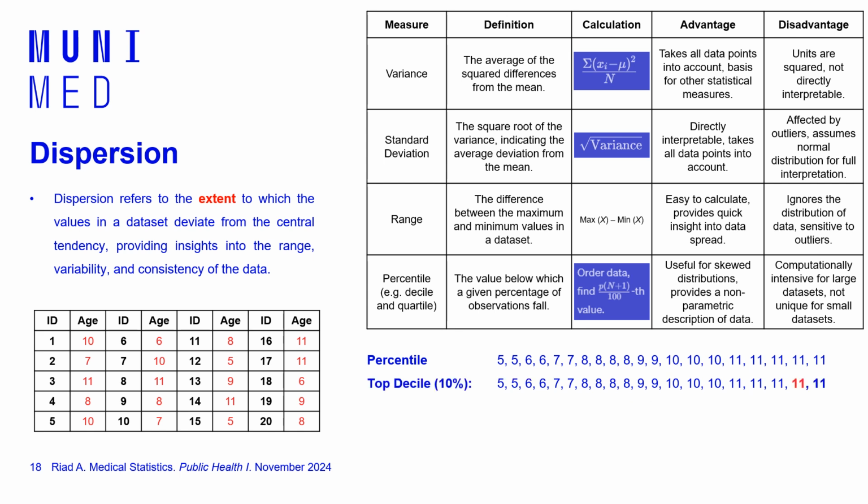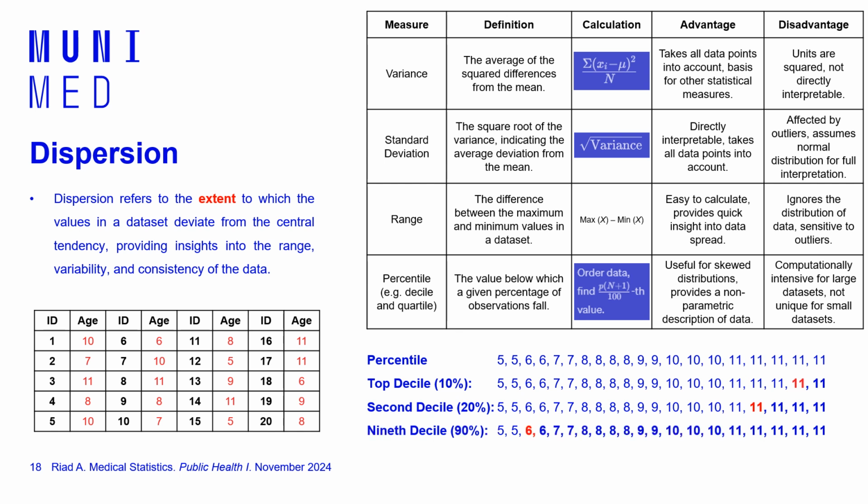When you would like to look at the top decile, which is the top 10% of this population, you should look at the highest two children, and their age started from 11. If you would like to look at the second decile, then you should look at the top 20% of them, and look at the first case of this 20%, and it also had the age of 11. If you look at the ninth decile, which is almost the top 90%, you should look at 90% of the cases, and they start from the age of 6.